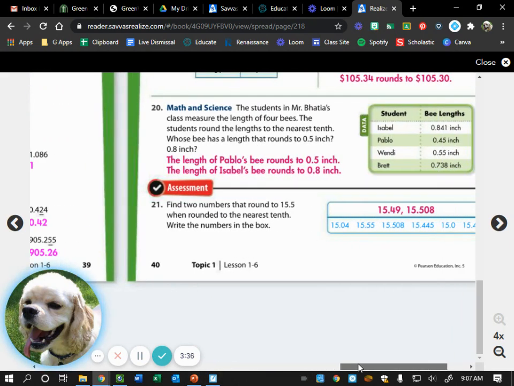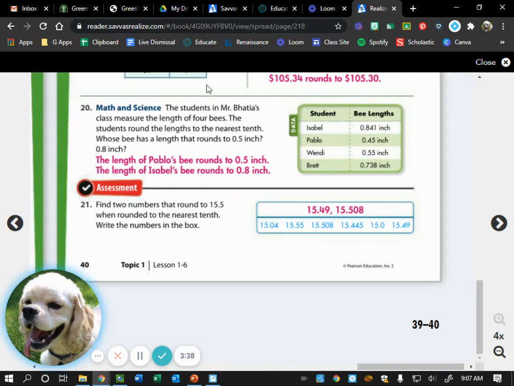Then we had number 20. So let's look over at number 20. I know some people got a little tripped up with number 20. So I'm going to read through the question and then we're going to look at it. Number 20 said, the students in Mr. Bhatia's class measured the length of 4 bees. The students round the lengths to the nearest tenth. Whose bee has a length that rounds to 5/10 of an inch? How about 8/10 of an inch?